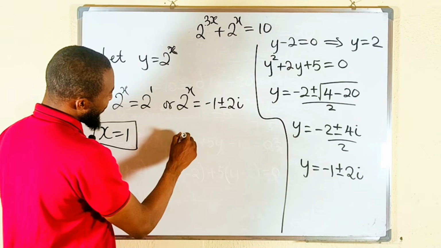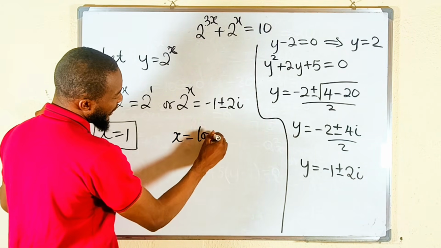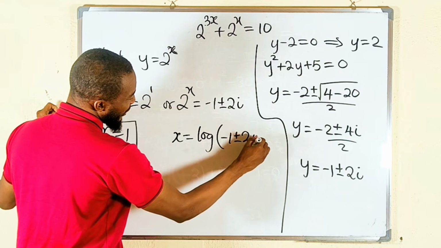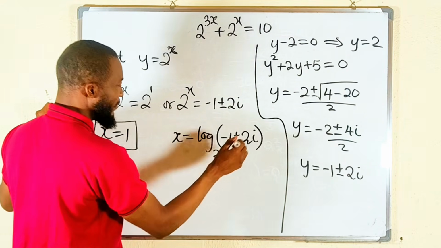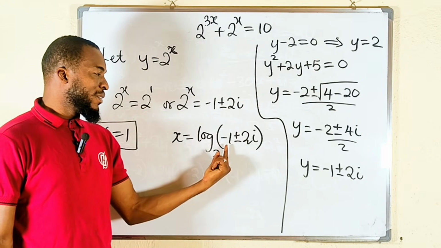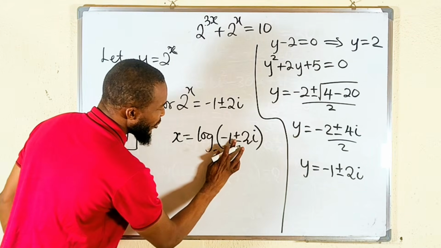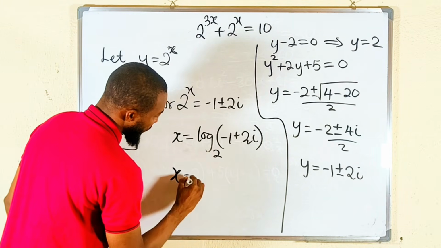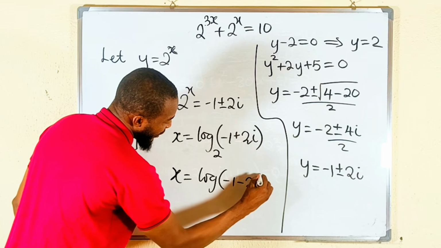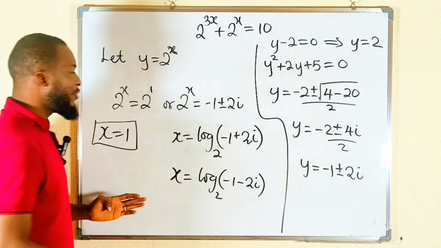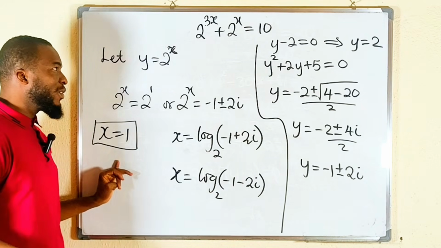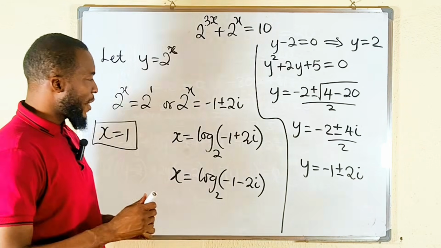Well, x will be equal to log of minus 1 plus 2i base 2. I'm going to leave it like this. They are going to be 2 values, right? Or should I split them? Okay. Or x equal to log of minus 1 minus 2i base 2. So these are the 3 solutions. But these are complex solutions, while this is the only real solution here.